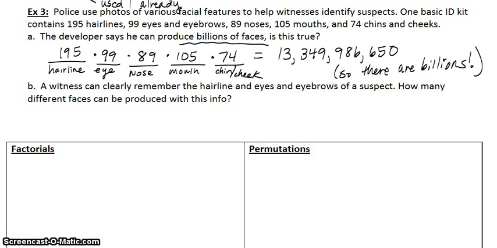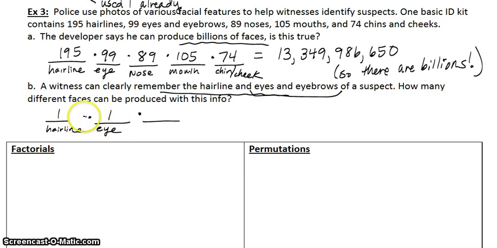Okay, now let's make it a little bit different. Part B, a witness can clearly remember the hairline and eyes and eyebrows. How many different faces can be provided with this info? Okay, so here's what you got to think of. What they're telling us is that for the hairline category and for the eye category, our suspect knows which one to pick. So it's not the fact that, oh, there's 195 it could possibly be. No, he knows or she knows specifically which one it is. So there's only one possibility because they're certain on that. And same thing with eyes. They're certain on which set of eyes it is.